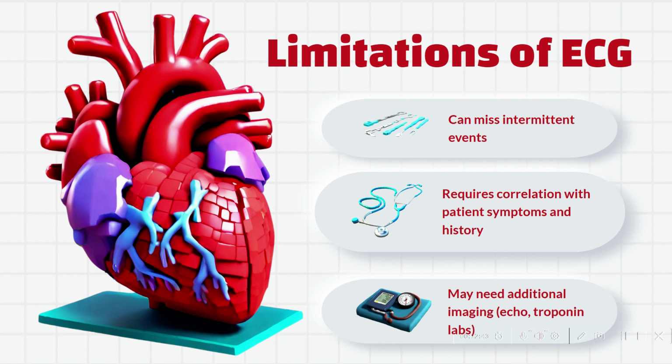Because of these limitations, ECGs are often supplemented by additional diagnostic tools such as echocardiography, which provides real-time imaging of the heart structure and function, and blood tests for cardiac biomarkers like troponin, which can detect myocardial injury. Together, these tools help provide a more comprehensive and accurate assessment of the patient's cardiac status.